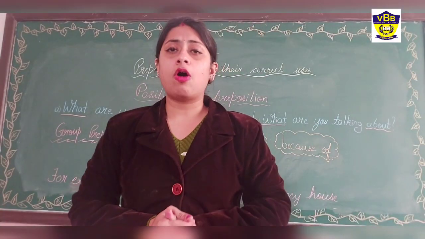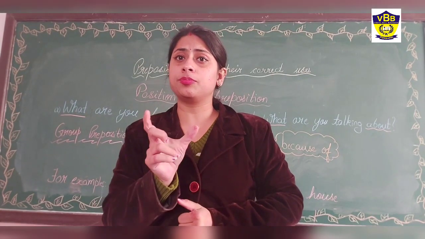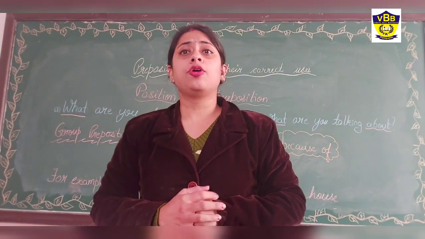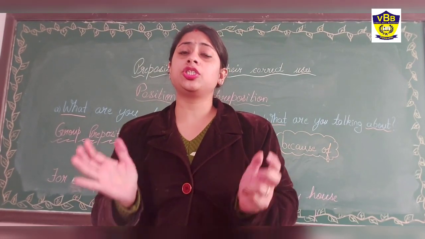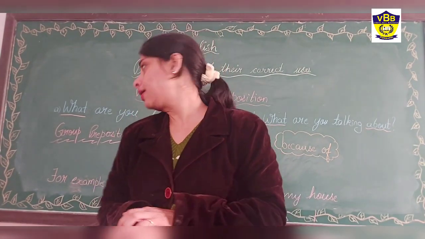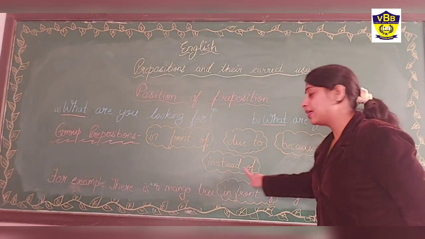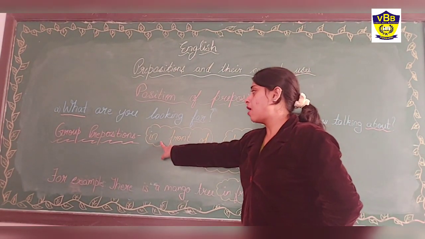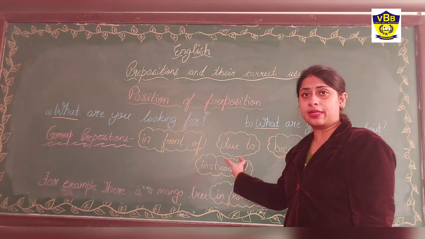Okay. Now we will learn about group prepositions. What are group prepositions? What do you understand by the term group? Group means when we are using the words in a group. Group prepositions are prepositions when we are using two or three words together. Then that will come under group prepositions, like in front of, due to, because of, instead of. All these prepositions are used in a particular group, right?